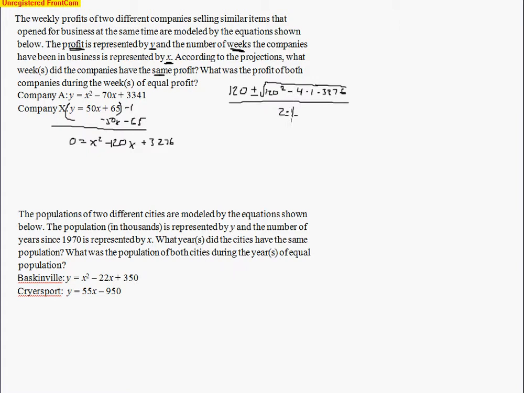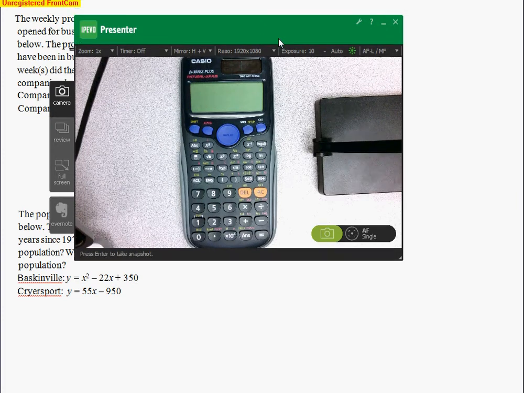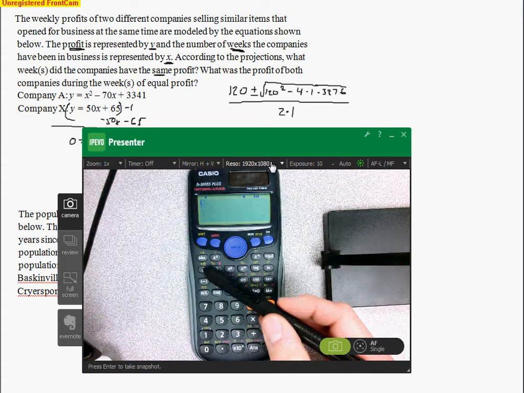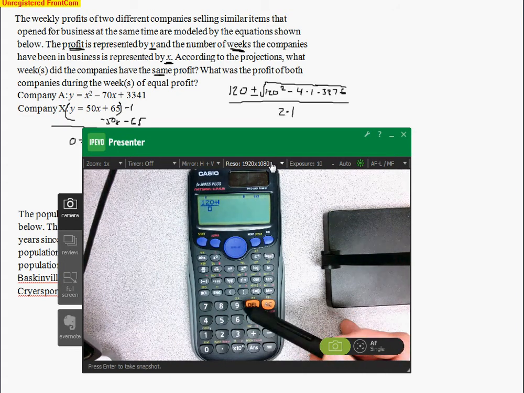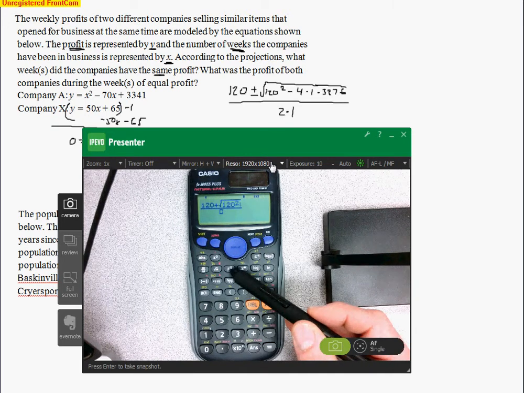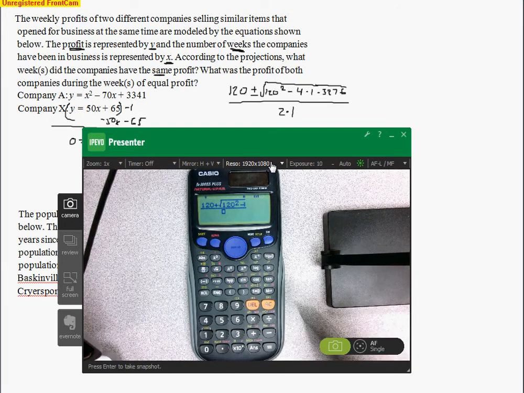So let's go ahead and take a look at how I'll punch that into the calculator here. I'll move the calculator down so I can see the equation. And we'll start by using the fraction button. So I'm going to use that fraction button and start entering the numbers. I got to do one at a time here. So I got 120. I'm going to enter the plus sign and the radical sign. Now I'm going to do 120 squared. So I press the squared button, and then I'm going to press minus.